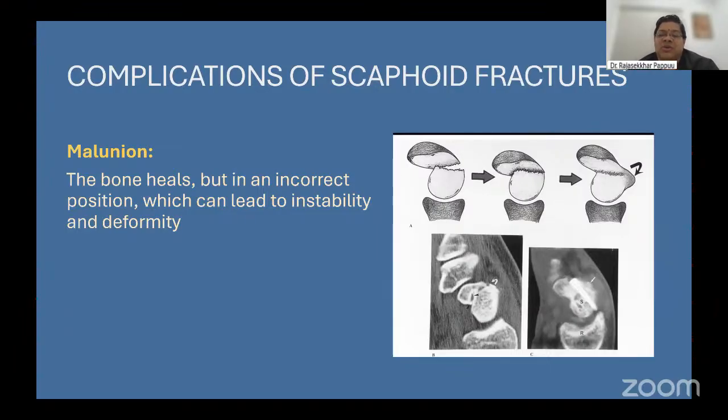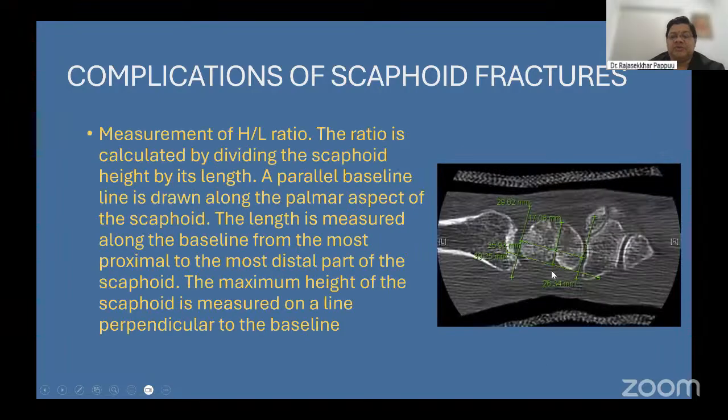Malunion. Malunion occurs when you miss a fracture, or when you treat a fracture but there is comminution. That leads to malunion of the fracture with angulation, which is called humpback deformity. How to diagnose this deformity? You measure the length of the scaphoid and also the angle. The height and length ratio is calculated, and based on that, you decide whether the scaphoid is deformed or not.